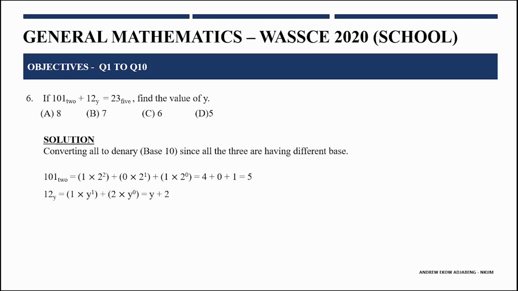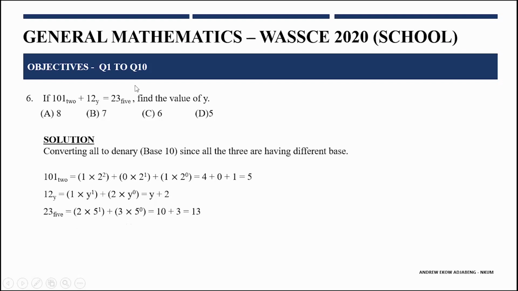And the second one, we have 12y equals 1 times y raised to the power 1 plus 2 times y raised to the power 0. As in the first step, here we have y raised to the power 1, which is y. y times 1 is y. y raised to the power 0 is 1. 2 times 1 is 2. So we have y plus 2.